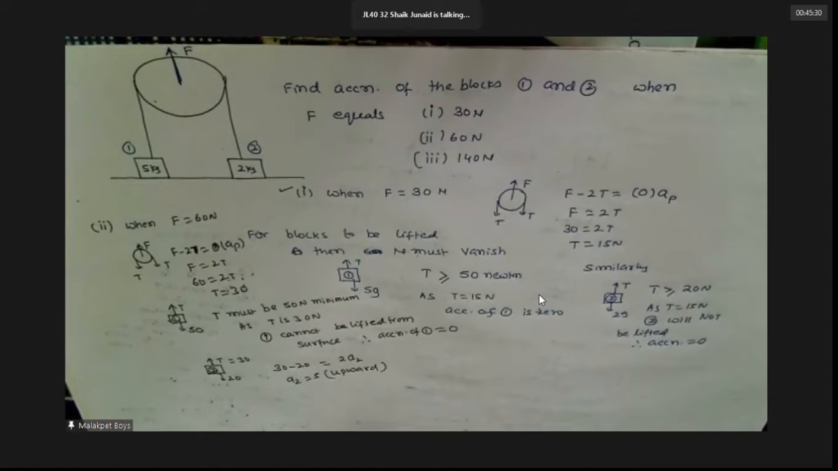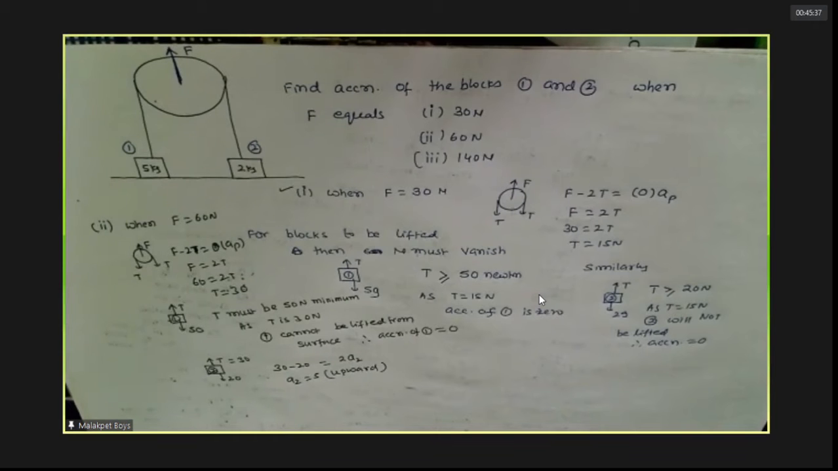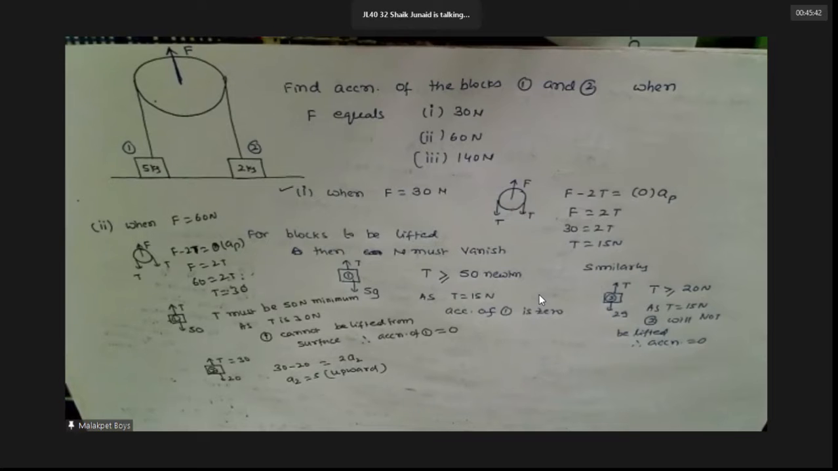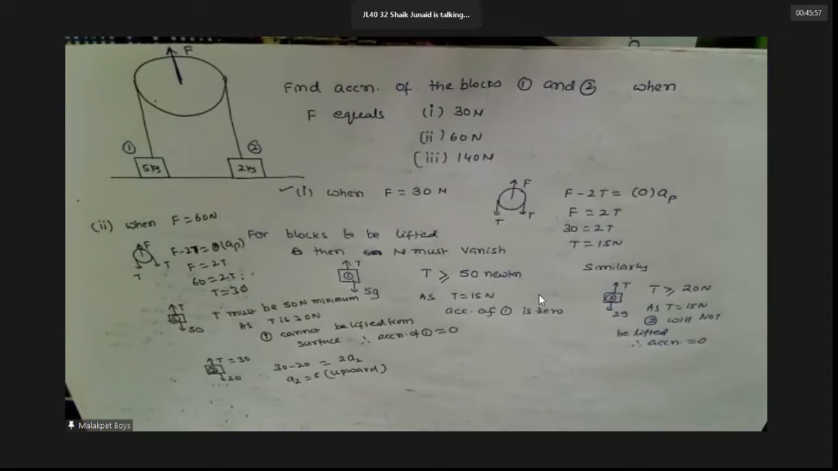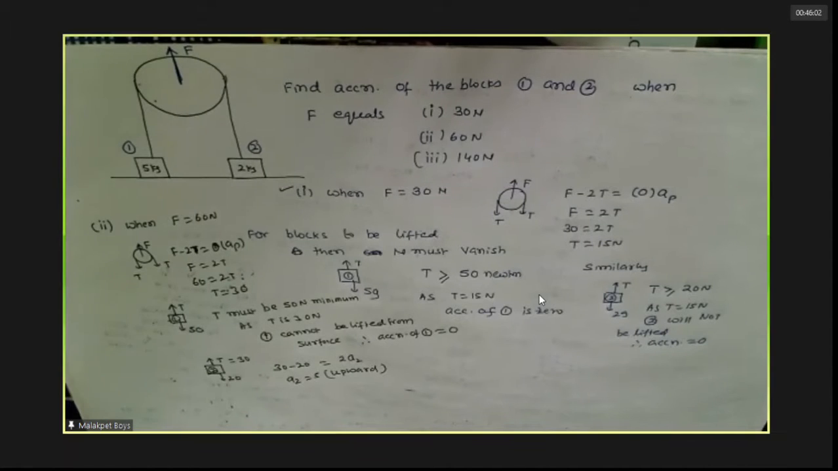Sir, if tension and mg are both the same, will the block lift? We just lifted. Then acceleration will be 0. It will come and rest, if both are equal. Acceleration is 0, but contact force will be 0. Understood this? Contact force will be zero, sir. Yeah, definitely, because there is no pressing, no?